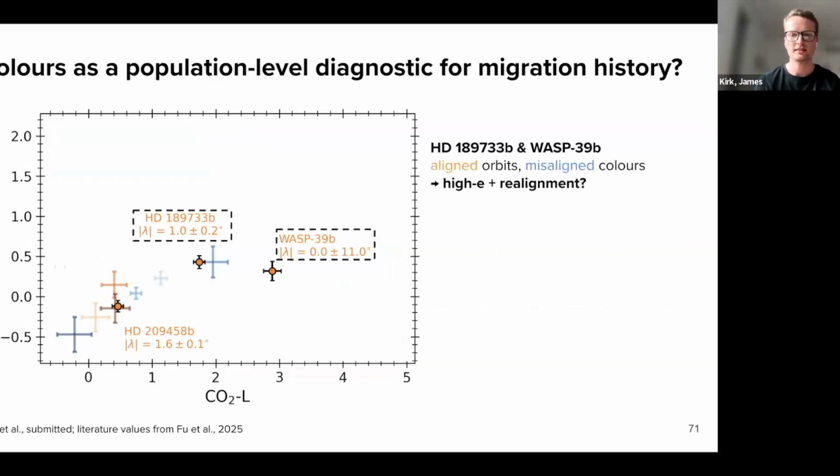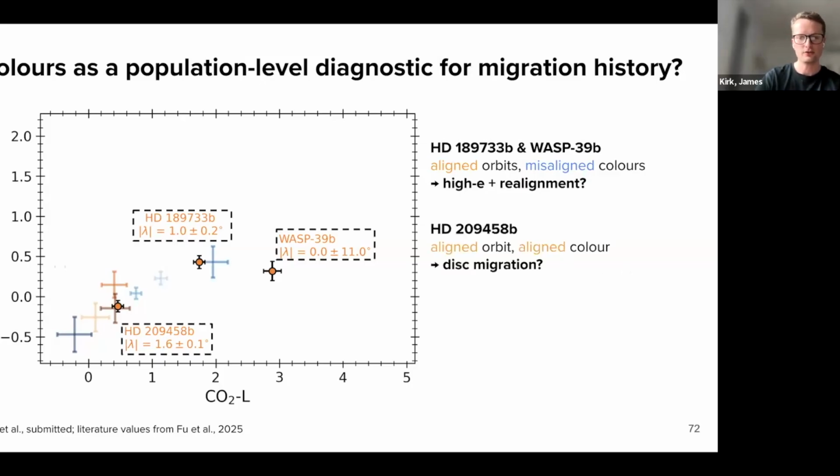Looking at HD 189733b and WASP-39b, we see that these planets both have aligned orbits, but their colors more closely match the misaligned planets in the Bowie-aligned sample. And so we can speculate that these planets actually underwent high eccentricity migration, followed by tidal realignment around their later spectral type host stars.